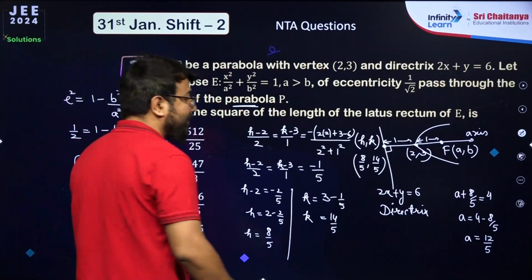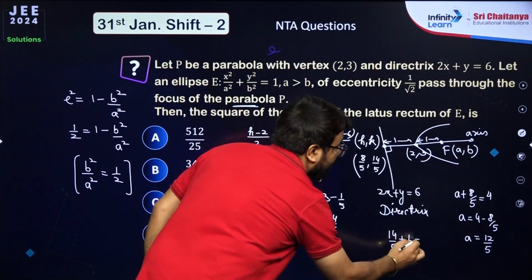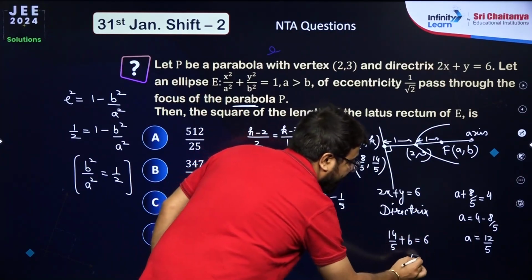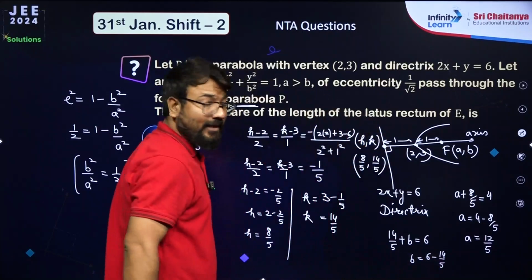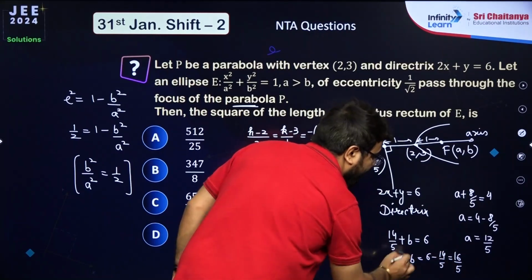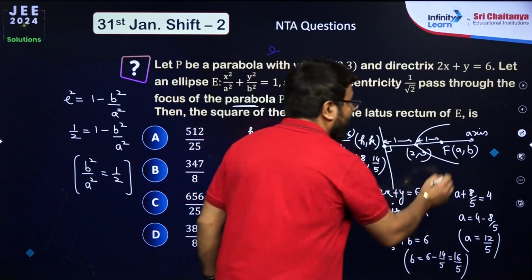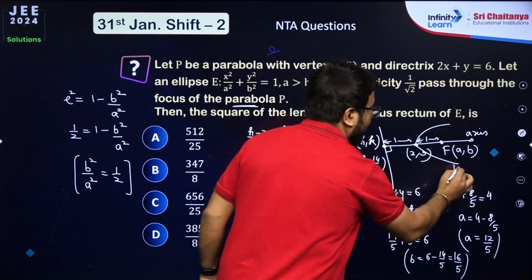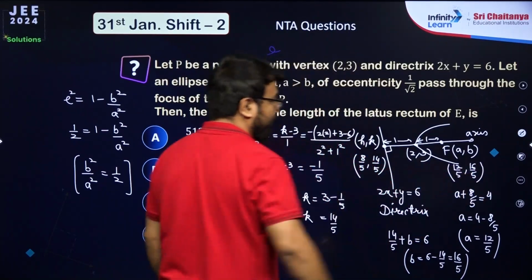Now here I will be writing 14 by 5 plus b is equal to 6. The b value will be 6 minus 14 by 5. That will become 30 minus 14, so it will become 16 over 5. So we got the value of b. The a value is 12 by 5, the b value is 16 over 5. That means the focus is (12 by 5, 16 over 5). I hope you understood this.